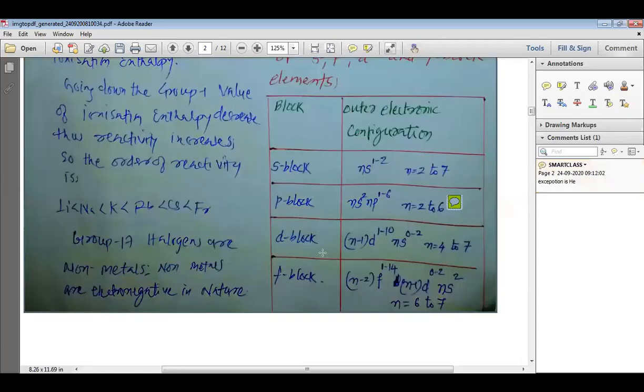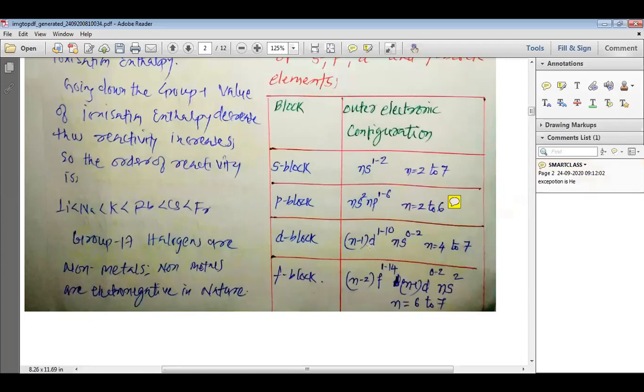Then when we move to the d block elements, the electronic configuration is (n minus 1)d1 to 10, ns0 to 2, where n is equal to 4 to 7.